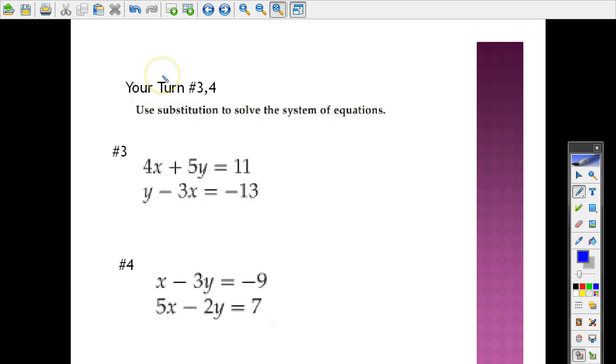So here's your turn, number 3 and 4. On that same paper that you worked on numbers 1 and 2, go ahead, do numbers 3 and 4. Make sure you show all your work for your credit for your homework tomorrow. Give your answer as an ordered pair x and y. So pause the video, do numbers 3 and 4, and come back when you are done.